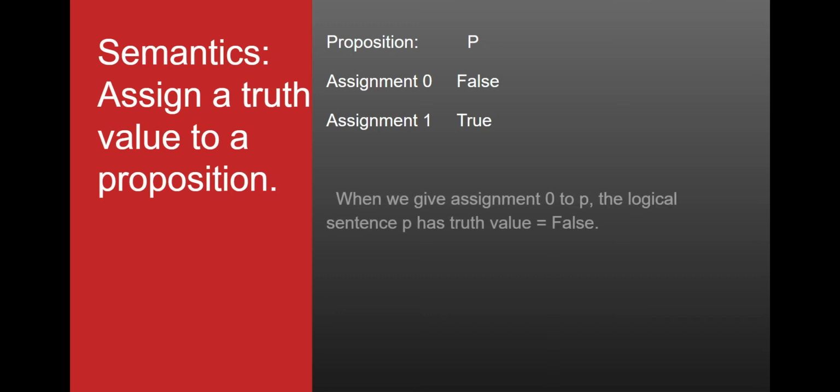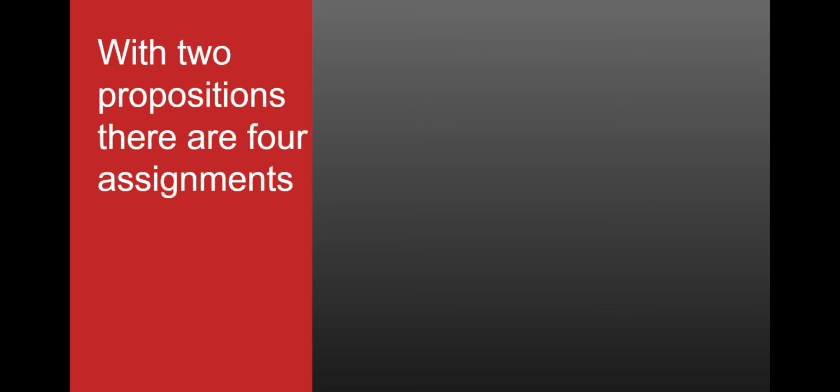So first we assign a truth value to a proposition. So we might have a proposition P, and we might give an assignment to it that is false, or we might give an assignment to it that is true. And so when we give assignment 0 to P, that logical sentence has a truth value that is false.